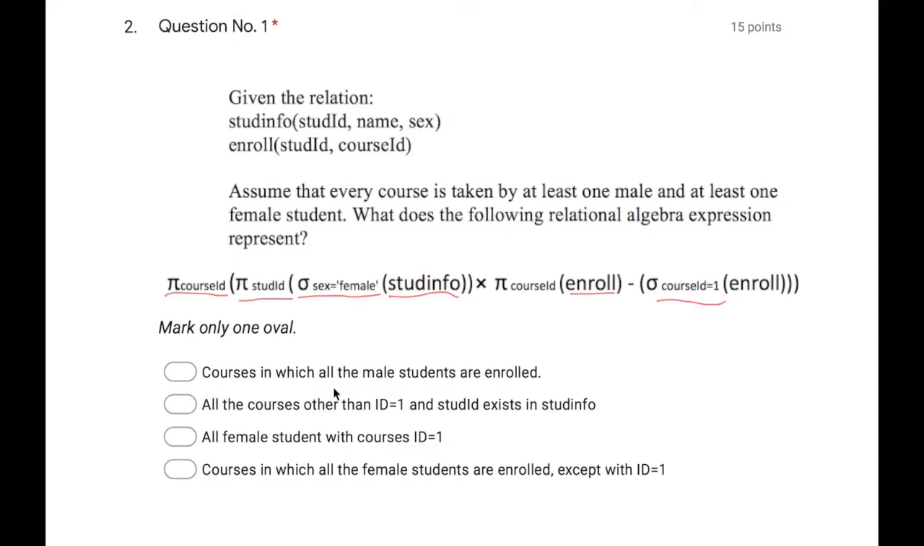Courses in which all the male students are enrolled. No, of course not, because I selected them with female in here. All courses other than ID equals to 1 and stud ID exists in studinfo. No, because this expression doesn't say anything about female students. But in here I have female. All female students with course ID equals to 1. Of course not, because I already excluded them in the result. So I guess the last part is correct. Courses in which all the female students are enrolled except with ID 1. So this is the correct answer.